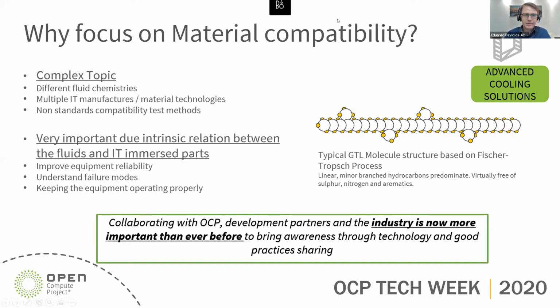For example, in the picture, you can see a typical GTL, which is a gas-to-liquid molecular structure, which is based on the Fischer-Tropsch process. We put this here to illustrate and remind us that the molecular structure of the fluid is important to determine the fluid characteristics, but also has influence on the level of affinity that the fluid has with the different immersed materials, right?